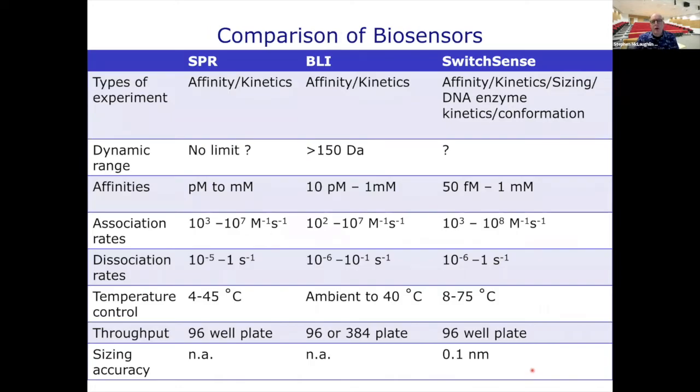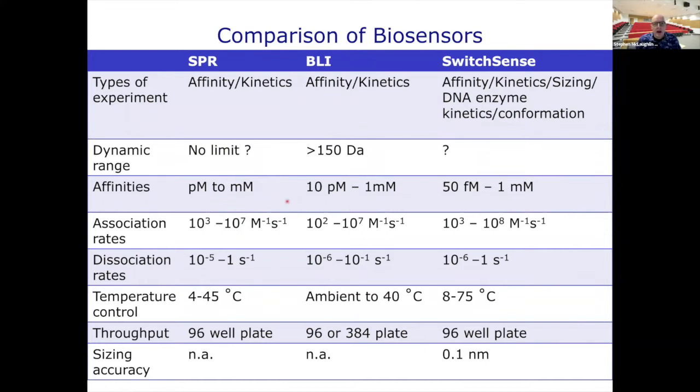Right, so there's different types of biosensor. Which one do you choose for what experiment? Well, obviously, the SPR and the BLI can do affinity and kinetics, and switchSENSE can too. SwitchSENSE has an advantage of looking at DNA enzyme kinetics and conformational changes. In terms of dynamic range, well, in terms of mass, the SPR has really no limit. There's a set lower limit for the BLI. SwitchSENSE, I'm not sure what the limit would be on that.